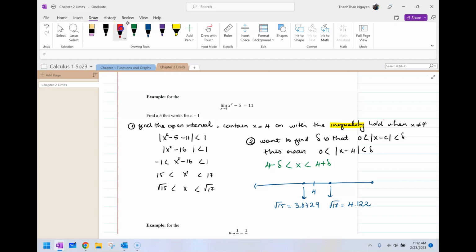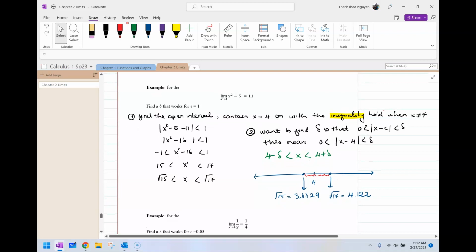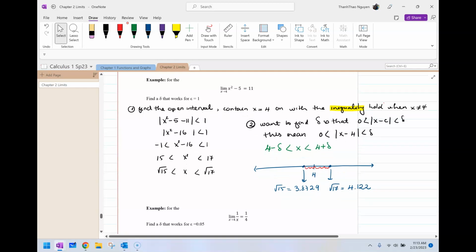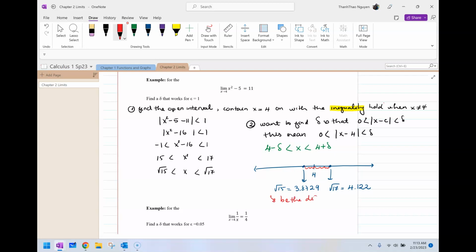So the distance between 4 and the square root of 15, and the distance between 4 and the square root of 17, the distance between 4 and the square root of 17 is smaller. So that means here we want to take delta. We take delta to be the difference of the square root of 17 and 4.